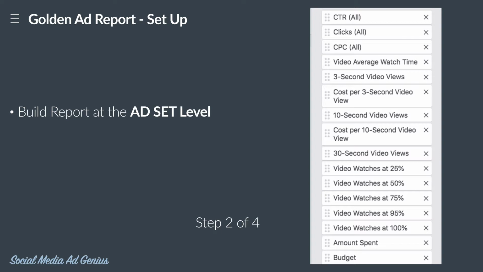Now I want to see what's the click-through rate. Now that someone's seen the ad, what's the click-through rate that they actually click? That's why clicks all and cost per click all. What is that? And then what you're going to see is video view average. So I know that they click to the ad if there was a video. How long do they watch the video for? And then how many 3-second video views did I get? Cost per 3-second. 10-second video views, cost per 10-second. 30-second video views, what was the cost there? And then video watches 25, 50, 75, 95, 100%, and then amount spent and budget.